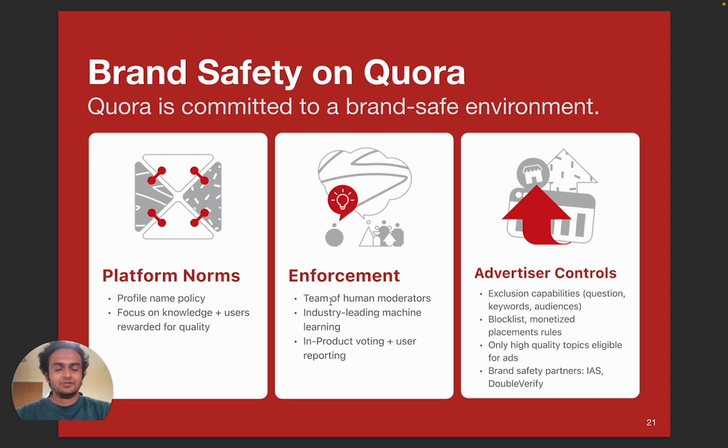For an advertiser, we have a lot of exclusion capabilities. For example, you can exclude certain questions, keywords, or audiences from your campaigns. At the same time, we have capabilities for block lists, we have capabilities for monetizing placement rules, and at the same time, only high quality topics are eligible for ads. And like I mentioned, we already spoke about the brand safety partners like IAS and Double Verify that will make sure that your campaigns are always served in the right space.